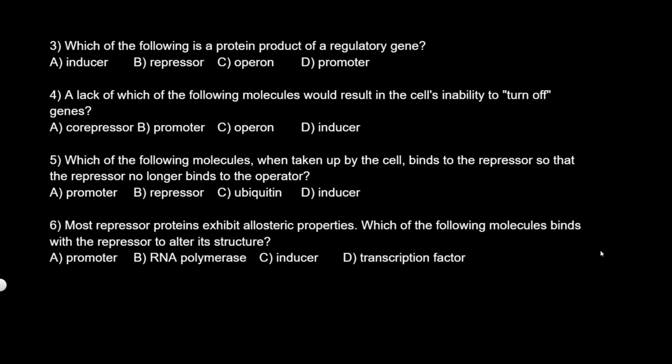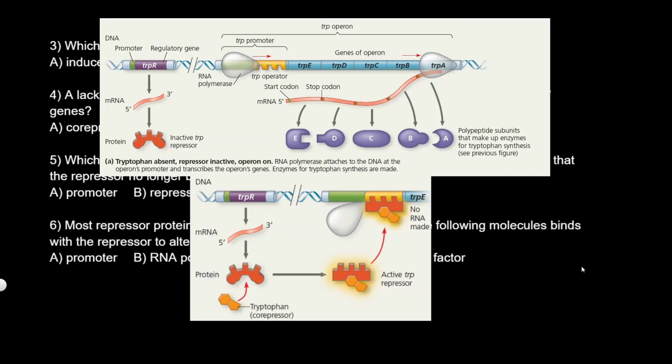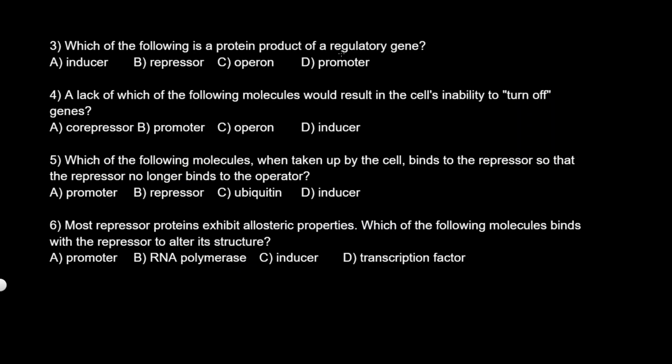3, 4, 5, 6. Number 3 says, which of the following is a protein product of a regulatory gene? Where was the regulatory gene? Regulatory gene was upstream somewhere. Here we go. Let me show you the picture here. So this is a regulatory gene, which will make what? Repressor protein, correct? So number 3, regulatory gene makes repressor protein. That was simple. It's something that you just have to memorize.